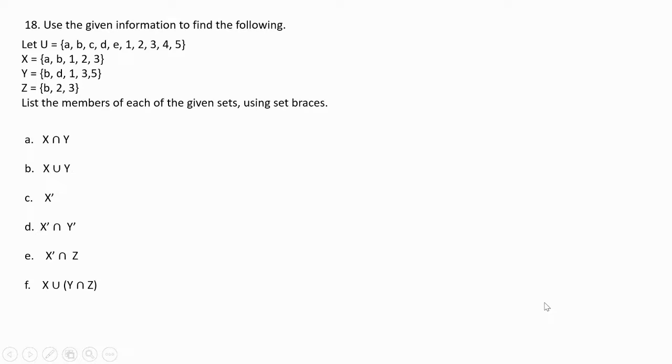Now this is something from chapter, I believe, chapter 9. No, chapter 8. It says use the given information to find the following. This U here, guys, means the universal set, which means it has A, B, C, D, E, and 1, 2, 3, 4, 5. Set X is A, B, 1, 2, 3. Set Y is B, D, 1, 3, 5. And set Z equals B, 2, 3.